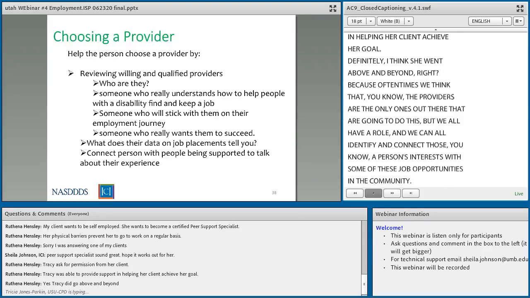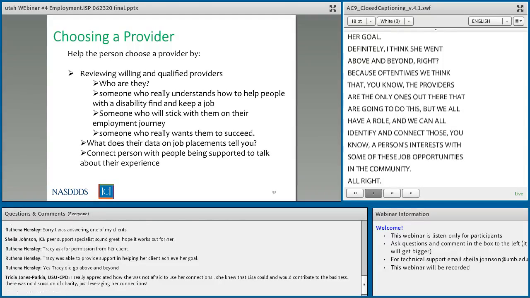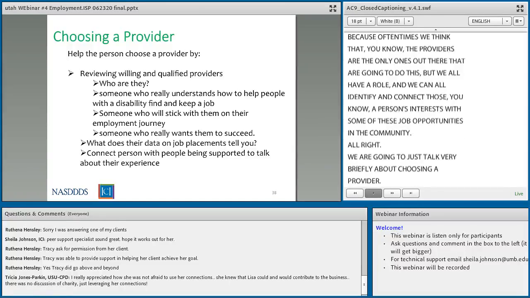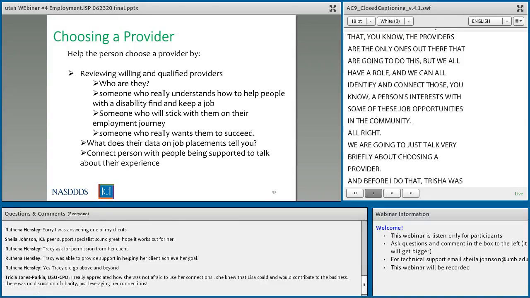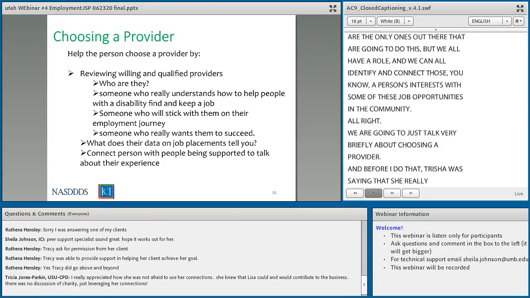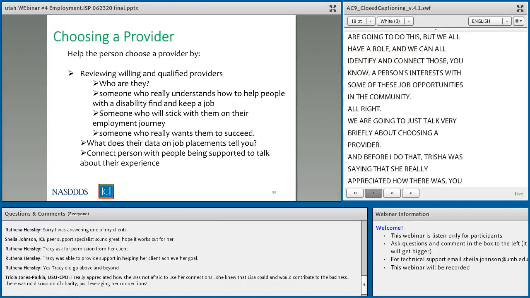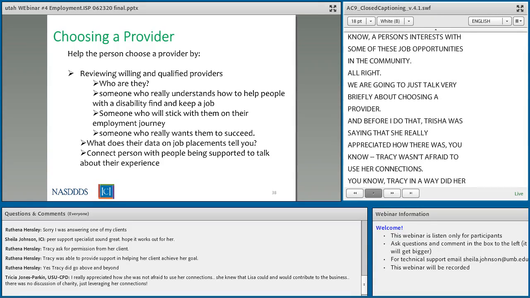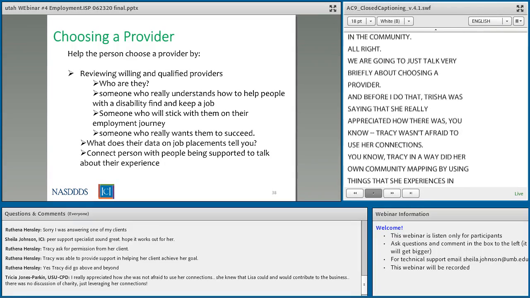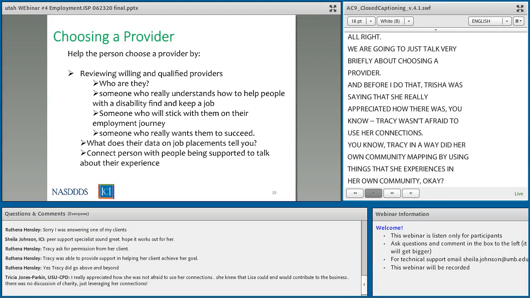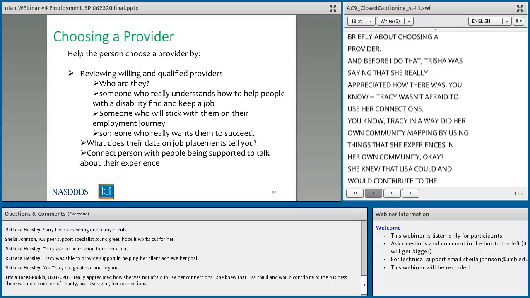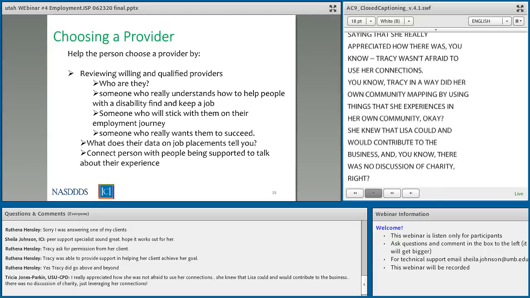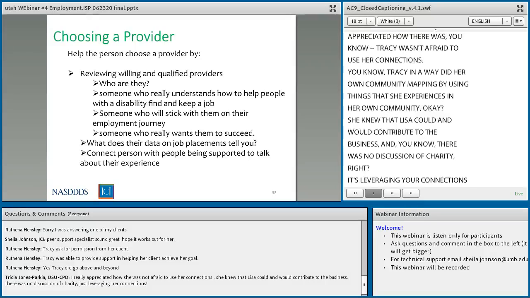All right, we are going to just talk very briefly about choosing a provider. And before I do that, Tricia was saying that she really appreciated how Tracy wasn't afraid to use her connections. Tracy, in a way, did her own community mapping by using things that she experiences in her own community, okay? She knew that Lisa could and would contribute to the business, and there was no discussion of charity, right? It's leveraging your connections to build a customized job for someone. So definitely right.